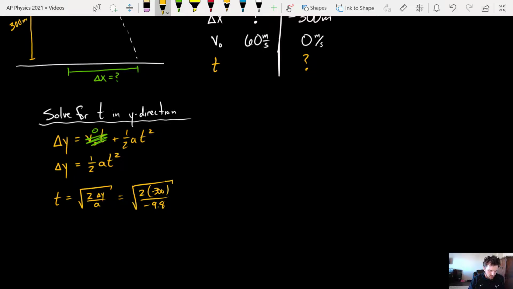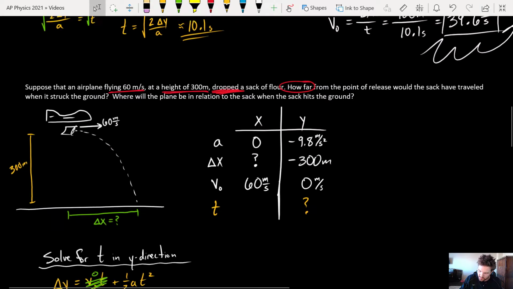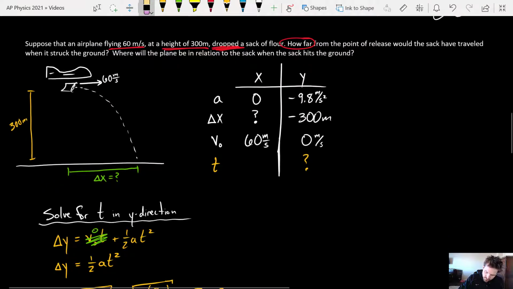600 divided by 9.8. Square root of 61.22. 7.82. That's with a lot of rounding. So about 7.82 seconds is the time that that bag is in the air. So we go and put it up here. 7.82.